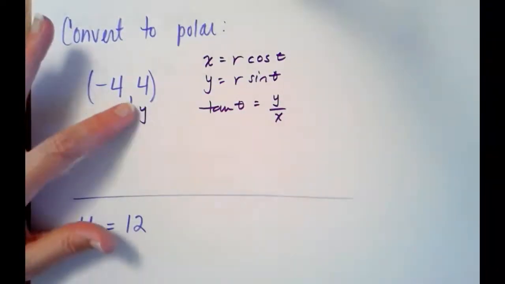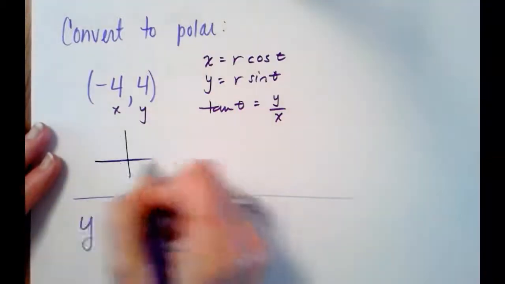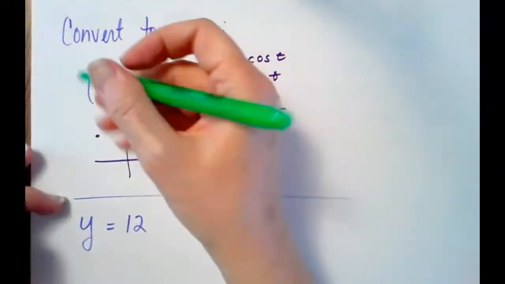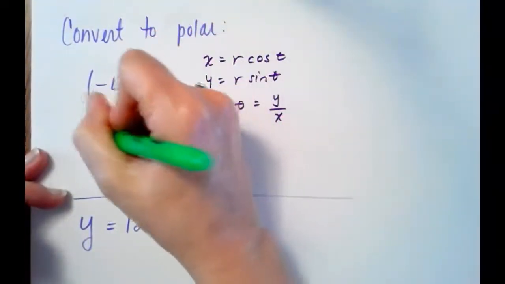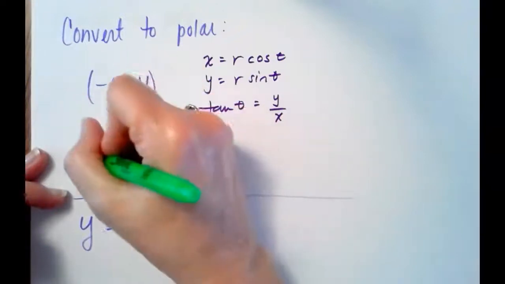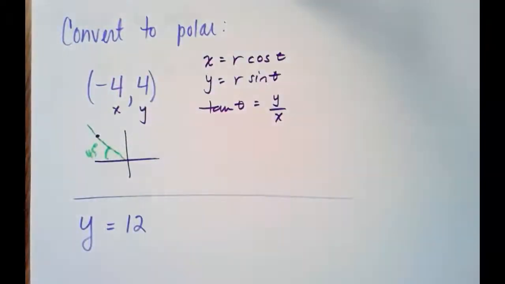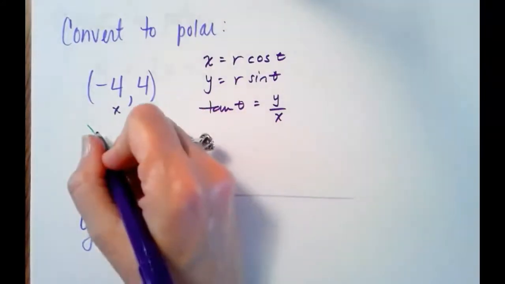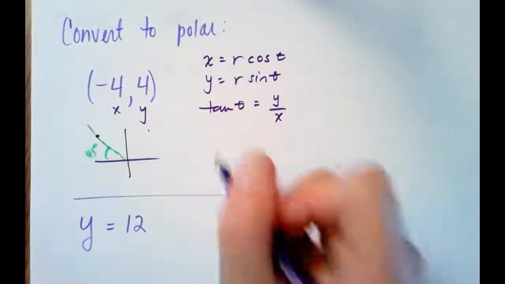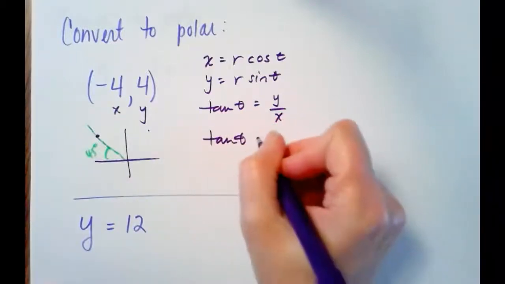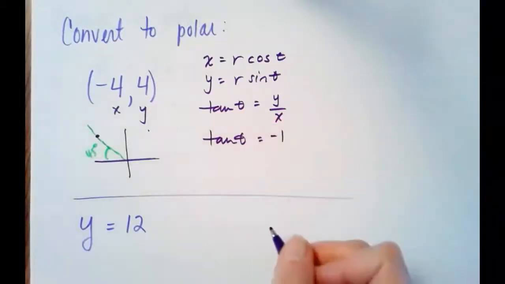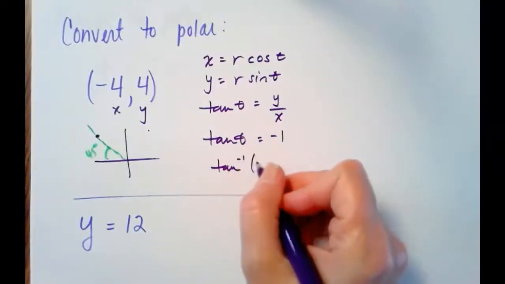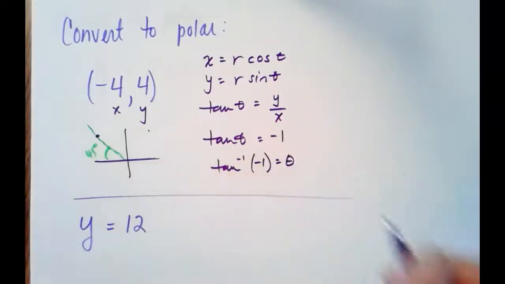So visualize where negative 4, 4 is: back 4, up 4. Think about it. This has to be in quadrant 2, and we've got a 45-degree reference angle here. So this is 1/4, 2/4, 3/4. But if we have tan theta equals -1, then we need to consider tan inverse of -1 equals theta.